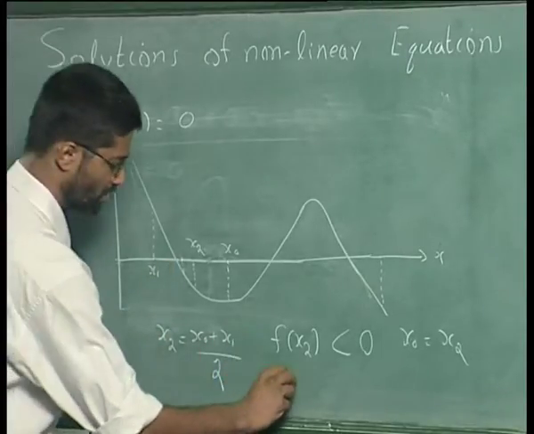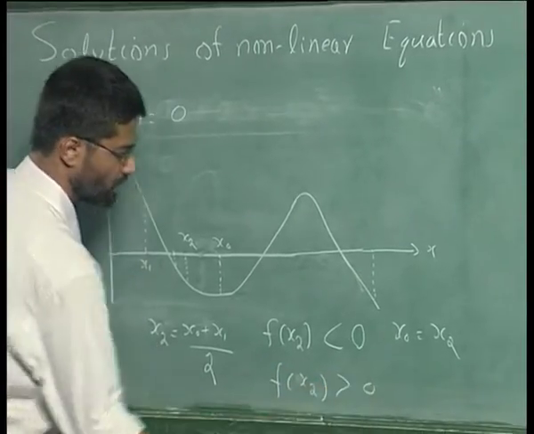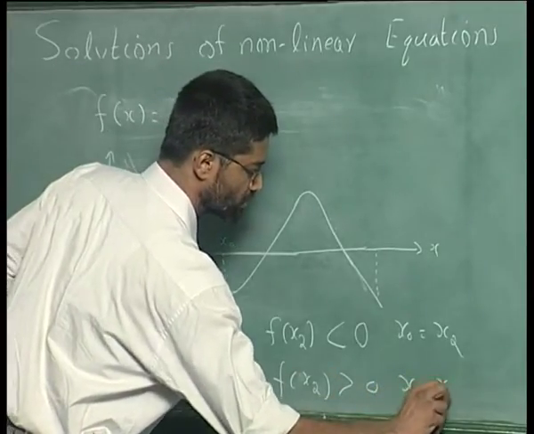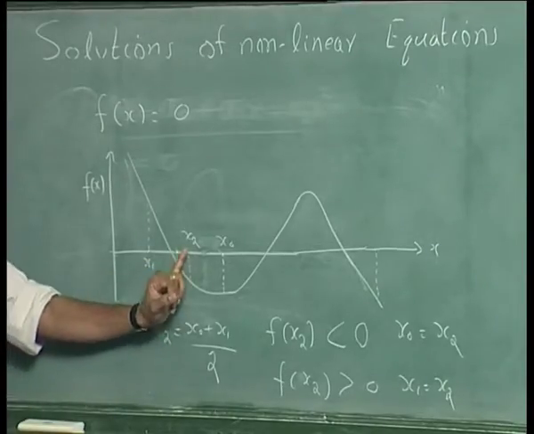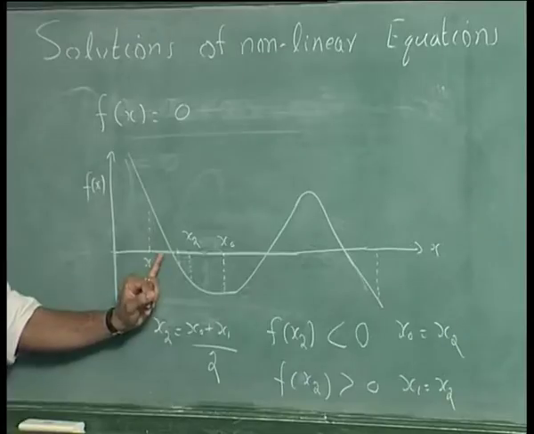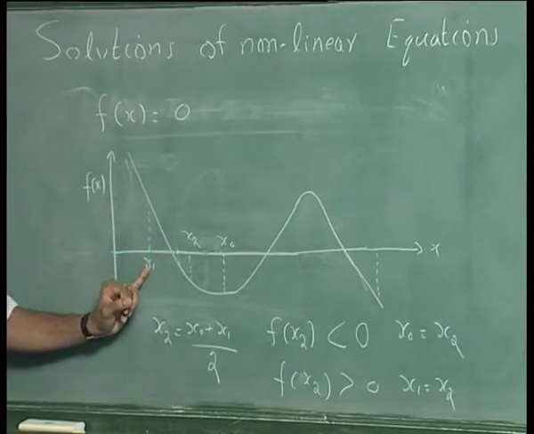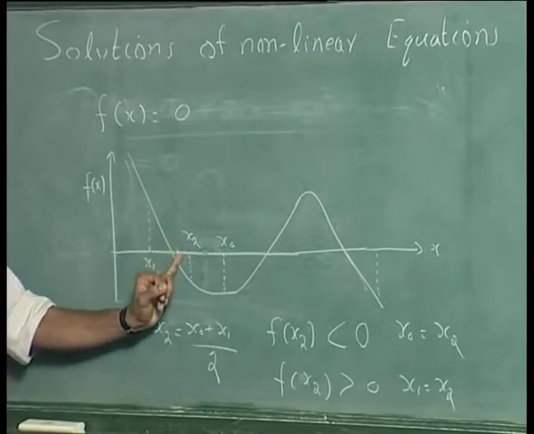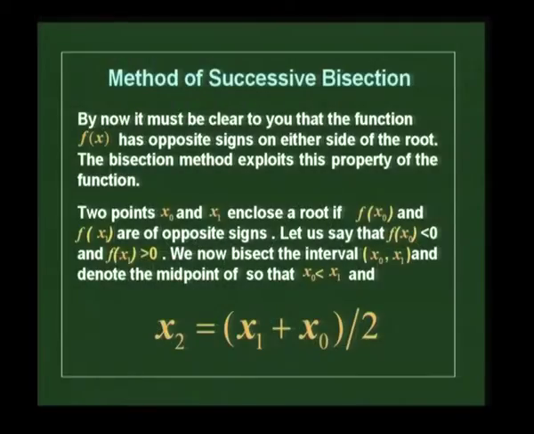In the next iteration we will have f of x2 greater than 0. Then we will replace x1 by x2, so x1 equals x2. If I take this as x0 and take the mean, it will be somewhere here, and I will get a positive function value. In that case, I throw away x1 and move my x1 here. So I have x1 here and x0 here, and I'm closing in on the 0. That's a very simple idea of successive bisection.